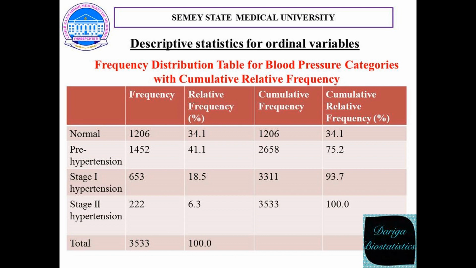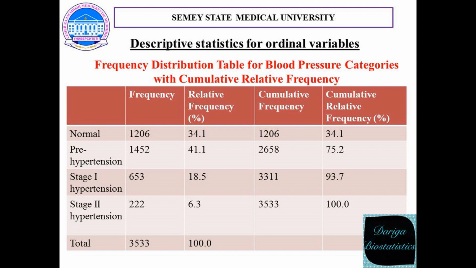With ordinal variables, two additional columns are often displayed in the frequency distribution table, called the cumulative frequency and cumulative relative frequency. The cumulative frequencies in this example reflect the number of patients at the particular blood pressure level. For example, 2,658 patients have normal blood pressure or prehypertension. There are 3,311 patients with normal, prehypertension, or stage 1 hypertension.